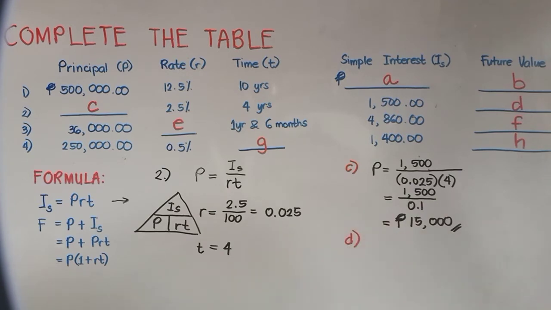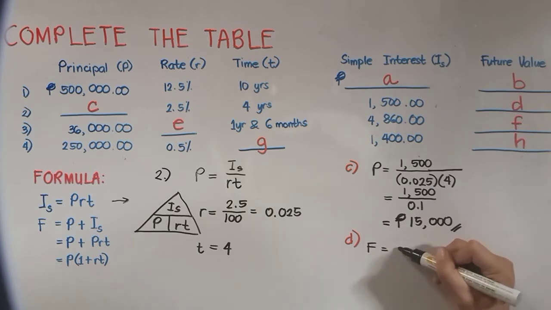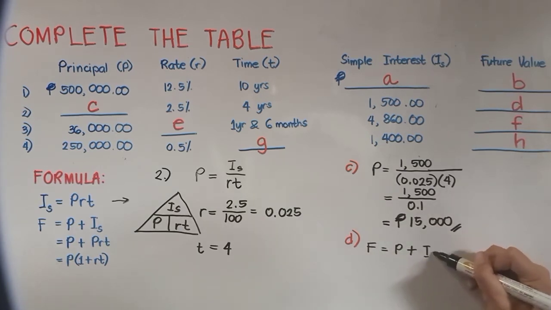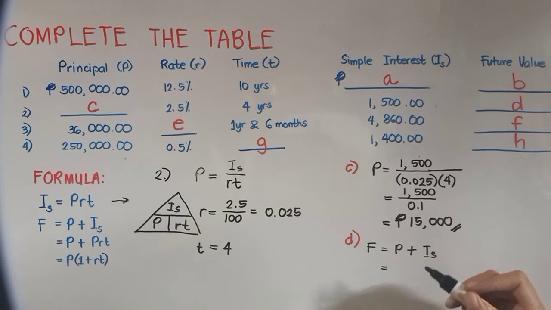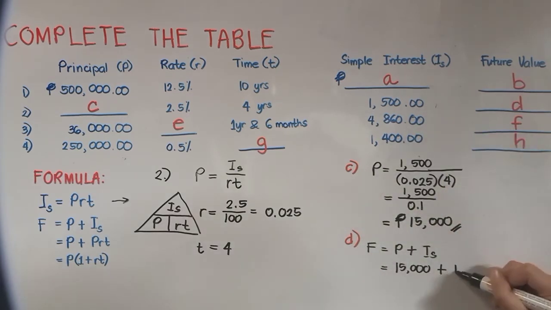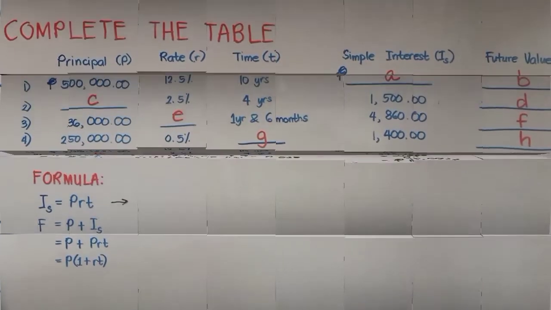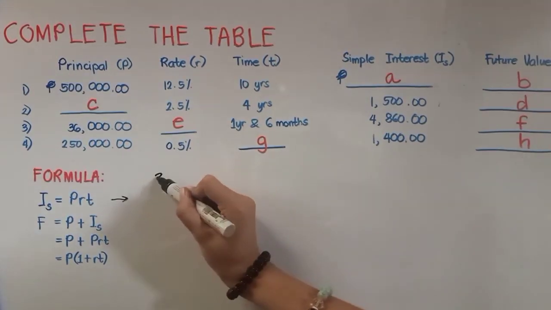Now let's proceed on getting our future value, which is D. Remember, we will be using either of the formula here, but since we already have our principal amount and our simple interest, we'll just use the simplest one. Our principal amount is 15,000 and our simple interest is 1,500. This will give us a sum of 16,500 pesos. We are now ready to answer number 3.